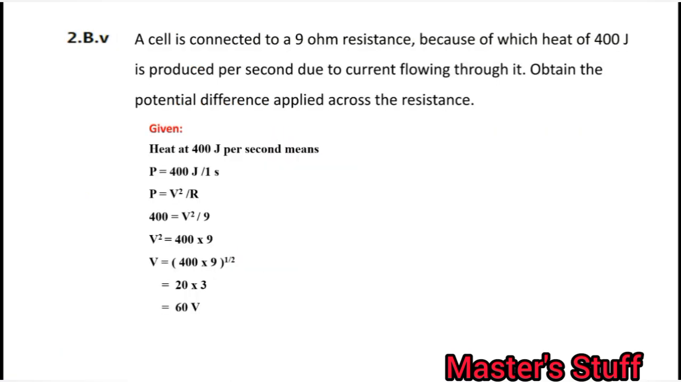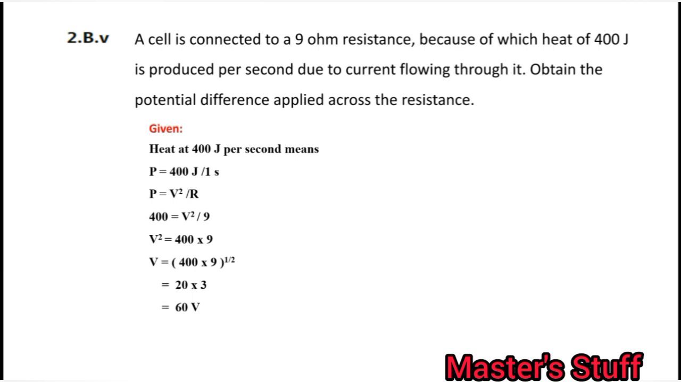Next sub question: a cell is connected to a 9 ohm resistance because of which heat of 400 joule is produced per second due to current flowing through it. Obtain the potential difference applied across the resistance. Given heat of 400 joule per second means P = 400 joule per 1 second, and the formula is P = V square upon R.